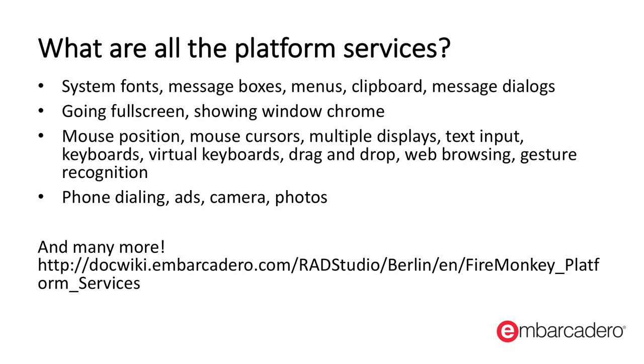What sort of things? Well, here's a small list. System fonts, message boxes, menus. The main menu is at the top of the screen in macOS, for example. The clipboard, message dialogues, being able to go full screen, showing window Chrome. The mouse position, mouse cursors, multiple displays, text input, keyboards, virtual keyboards, drag and drop, web browsing, gesture recognition, phone dialing, ads, camera, and much, much more. This is only some of the functionality.